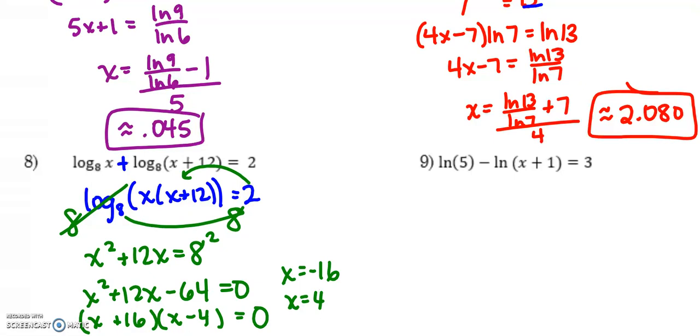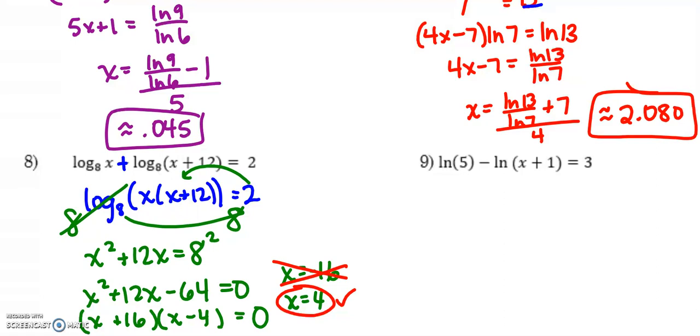But because the logarithmic function has a domain restriction, I have to go back and check. Plugging in 4, I would get 4 there, that's fine. 4 plus 12 is 16, that's fine. But plugging in negative 16, the natural log of negative 16, or even the natural log of negative 4, that one's not going to work. So it's just x equals 4.